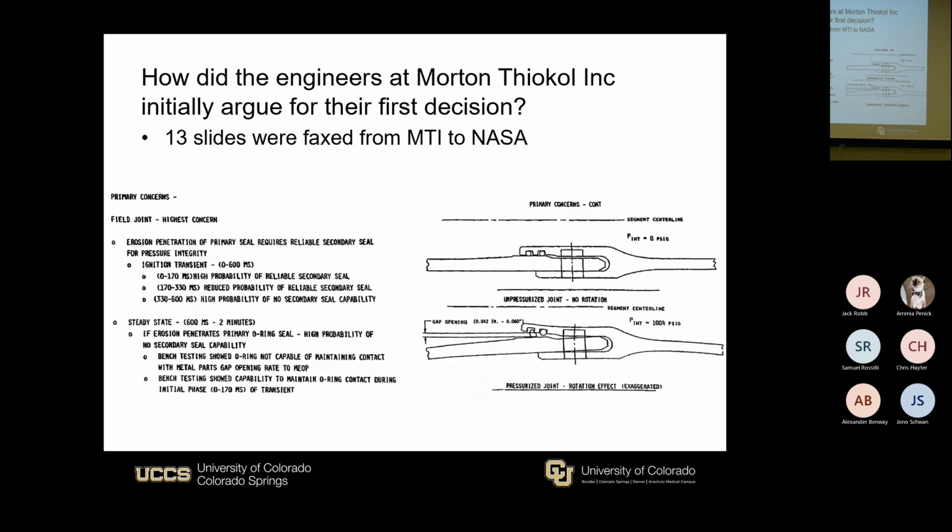Then the next chart describes how erosion in the primary O-ring interacts with its backup, the secondary O-ring. Then two drawings at the right make an effective visual comparison to show how rotation of the field joint degrades the O-ring seal. This vital effect, however, is not linked to the potential cause.